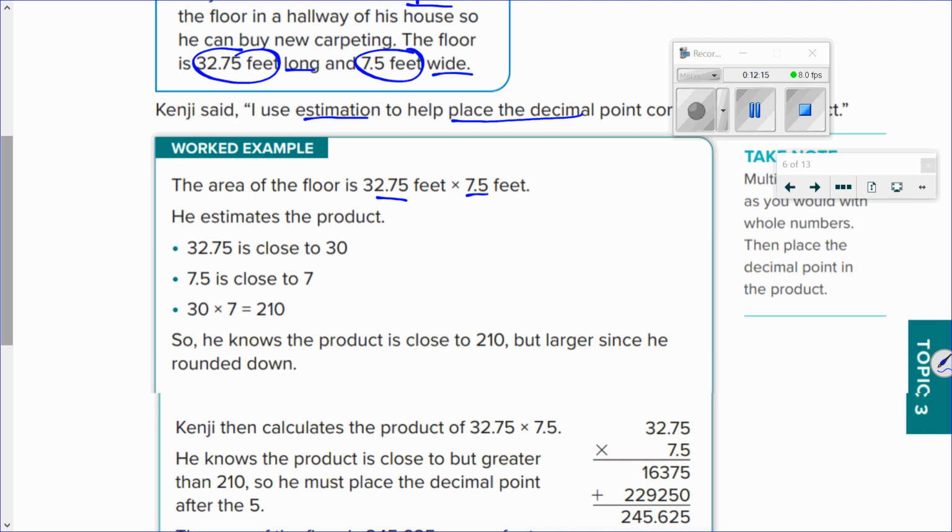He estimates the product. He says 32 and 7 tenths is close to 30. Do you guys all agree? No. Why not? Well, it depends on what he's rounding to. He's just trying to make the math easy. He's just getting basically the number of decimal places. Okay. So you're good with it? And he says 7.5 is close to 7. You guys good on that one? What do you think, Billy? You go with that? So you don't understand rounding rules at all?